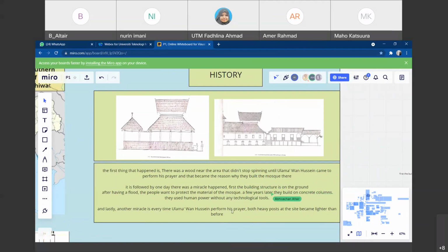And then on the second part, the building was structured on the ground, and then after a flood, the people wanted to protect the material of the mosque, and a few years later, they renovated the mosque and built it on concrete columns, as you can see in the image on the top. In this renovation they didn't use any technological tools. They only used human power. And lastly, another miracle happened, that every time ulama Wan Hussein performed his prayer, both heavy poles on the side became lighter than before.